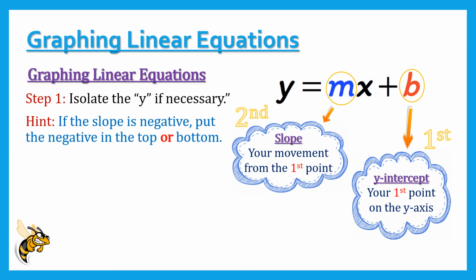If the slope is negative, put the negative in the top or the bottom. Only one of them can be negative. Either you make the denominator negative or the numerator negative. It's your choice. Both can't be negative because then you have a negative divided by a negative, which will equal a positive fraction. And the slope is negative, so you have to make sure that only one of them gets a negative sign.